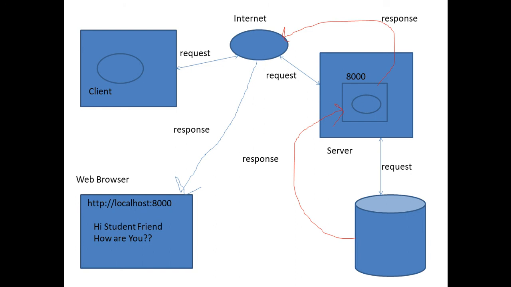Through the server it will match to the database, and the database will send the result back to the same port number. Through the same port number it will send a response via the internet, and through the internet we are getting "Hi friend, how are you?" This is the internal architecture of Django.